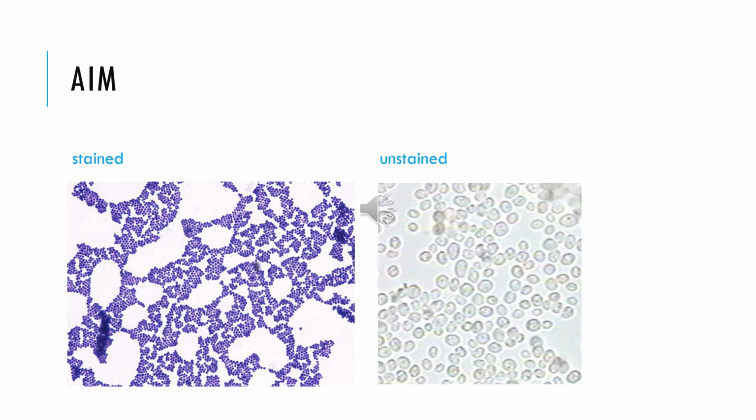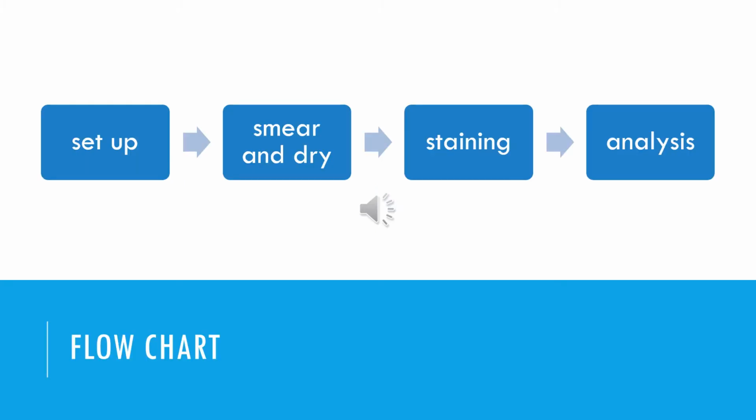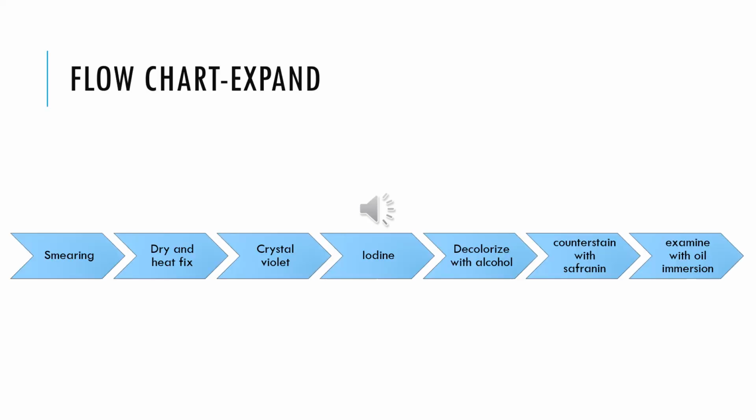Gram staining allowed the differentiation between gram-positive and gram-negative bacteria on the basis of differential staining with a crystal violet iodine complex and a safranin counterstain. There are four major steps: the setup, smearing and drying, the staining process, and analysis, with the smearing and staining process taking up to 7 different steps.